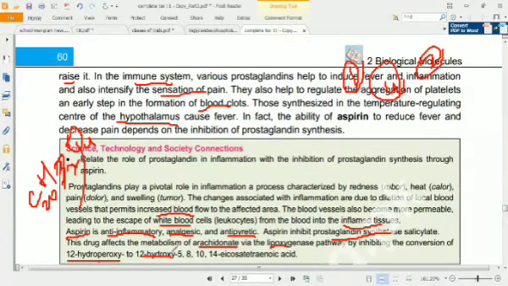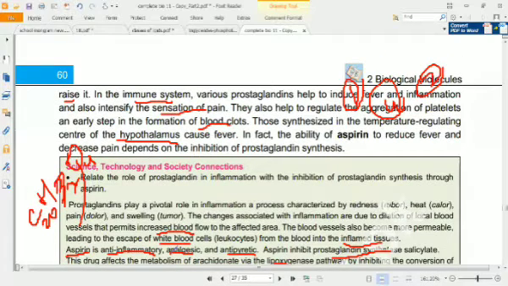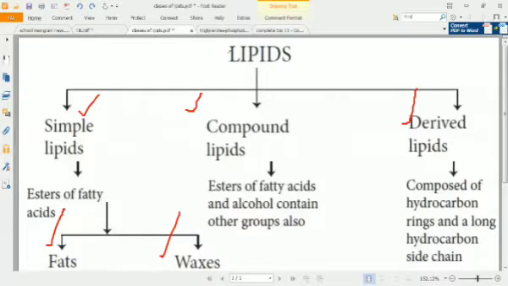So dear students, with this topic of prostaglandins, we have completed the classification of lipids. We have just completed that one.